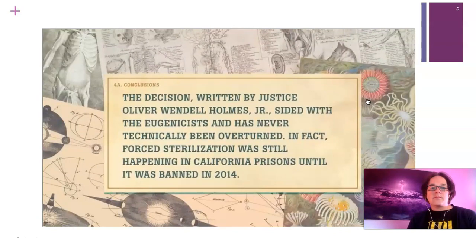In the 1800s, science had become much more important for states. They wanted to understand their populations, and now shape them. Compulsory sterilization was challenged in the US Supreme Court in 1927 in the famous Buck v. Bell case. But the decision, written by Justice Oliver Wendell Holmes Jr., sided with the eugenicists and has never technically been overturned. In fact, forced sterilization was still happening in California prisons until it was banned in 2014.